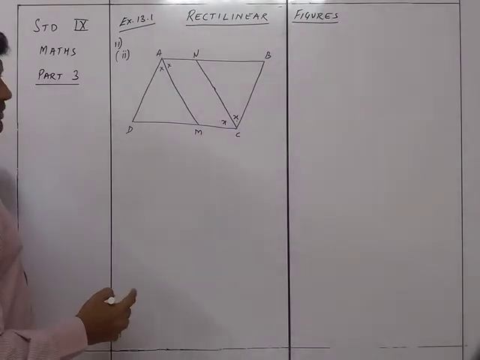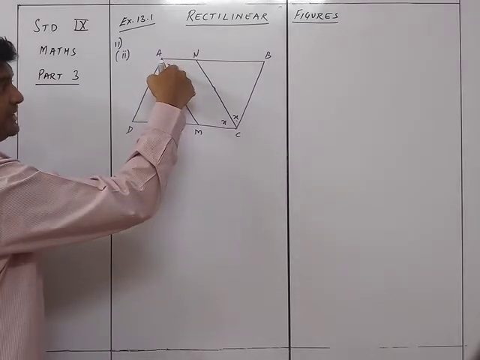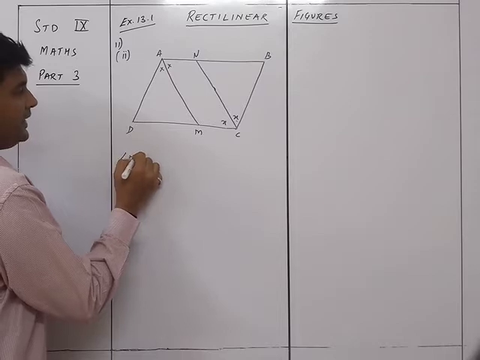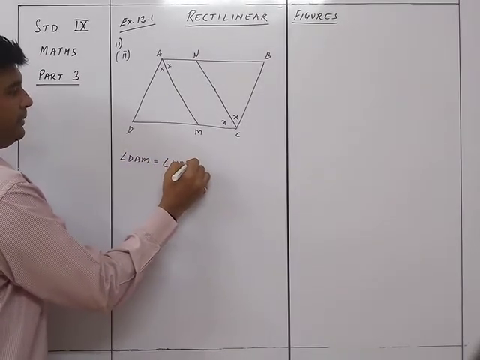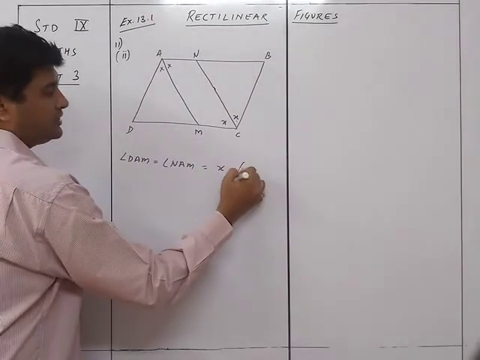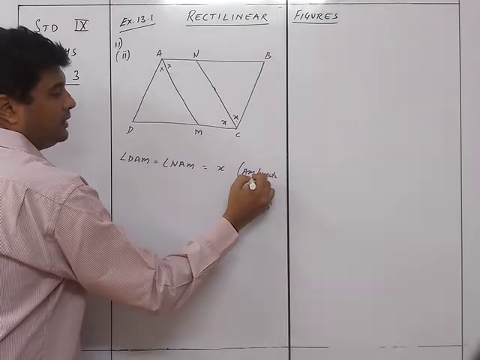So we very well know now that if this is x, so we can say directly over here that angle DAM is equals to angle NAM is equals to x, because AM bisects angle A.